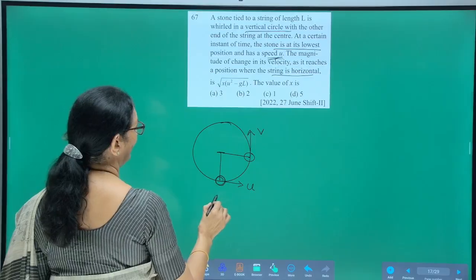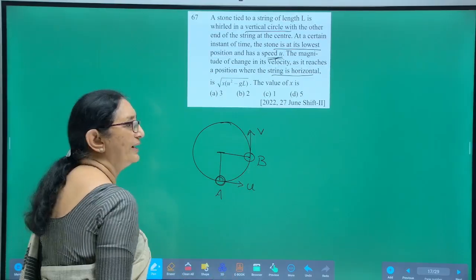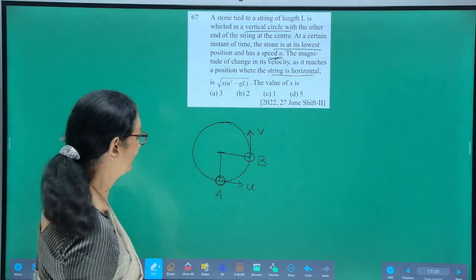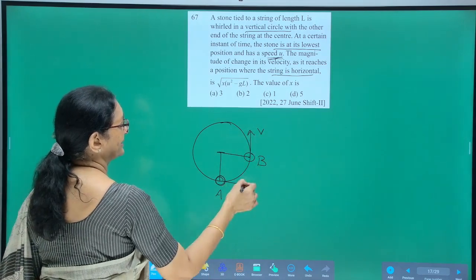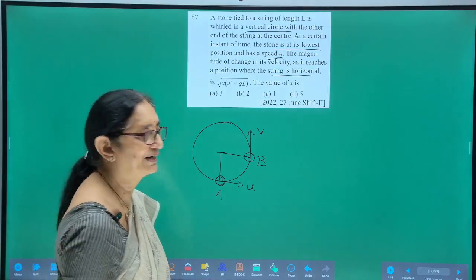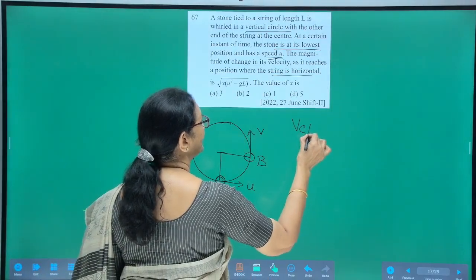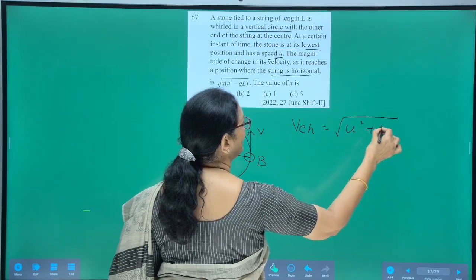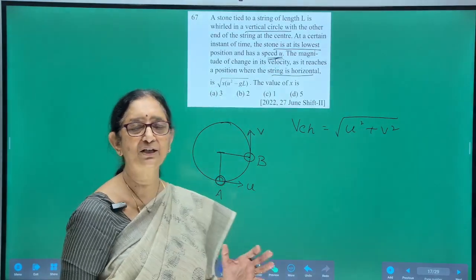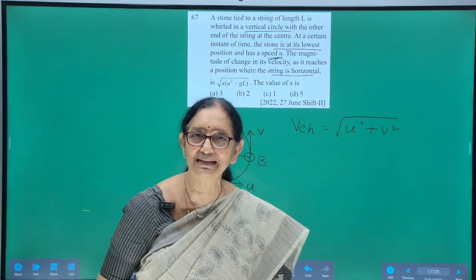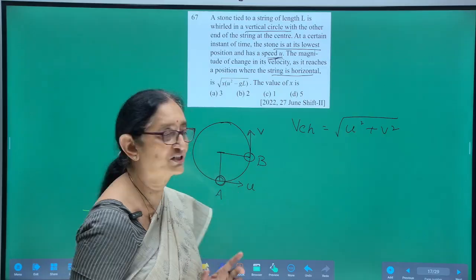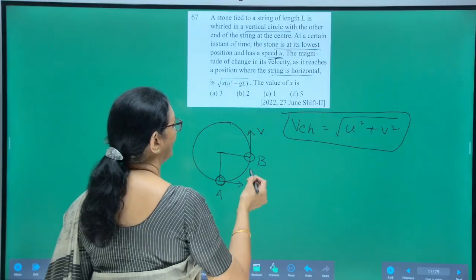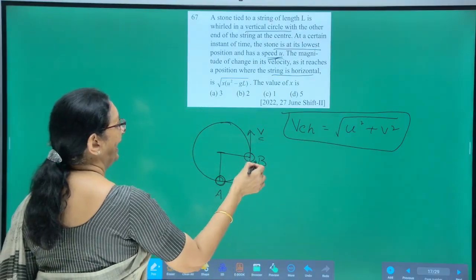You are asked to find, as the stone moves from the point A to B, what is the change in velocity. Velocity is a vector. So, here there are two vectors u bar and v bar which are at right angles. So, change in velocity on travelling from the point A to B is square root of u square plus v square. When two vectors u bar and v bar are at right angles, the magnitude of their change is square root of u square plus v square. So, if you want to use this formula, you should find out the value of v at the point B.